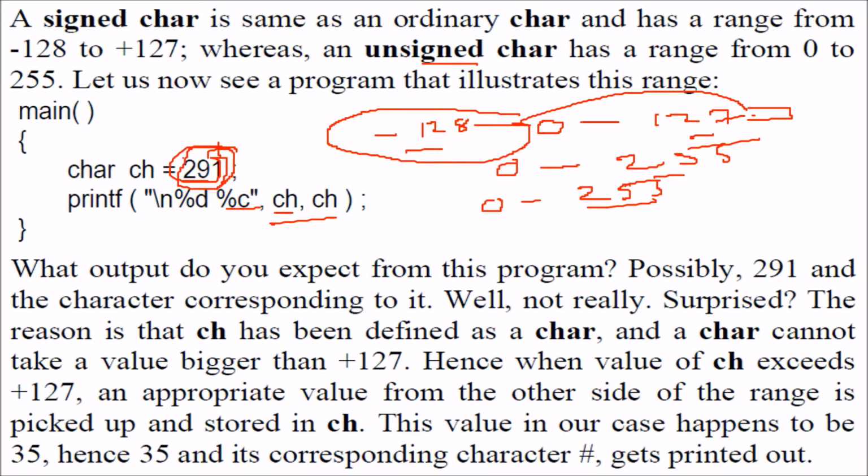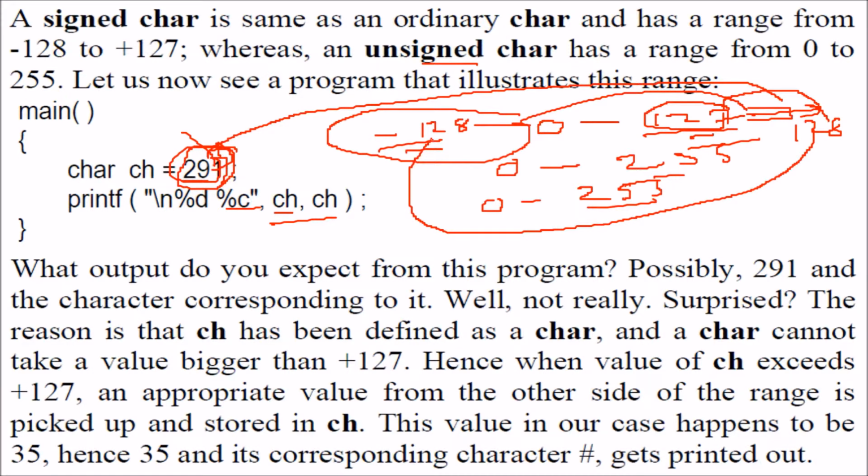Why? Because ch has been defined as a char, and the range is from minus 128 to 127, and 291 falls well beyond 127, which is not in the range. So ch will exceed the range. Whenever you exceed the range of any data type, it will not give you an error. When it surpasses 127 and comes to 128, this 128 will go to the other side, so minus 128 will be shown. It goes from 0 to 127, then wraps around, and then you see that it is still not complete because of 255.